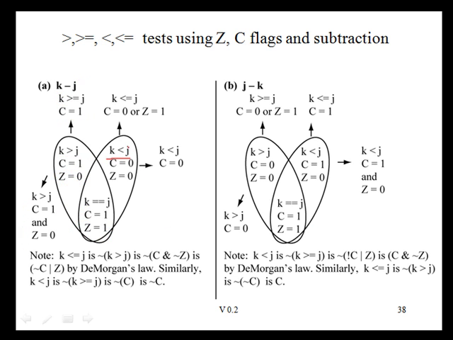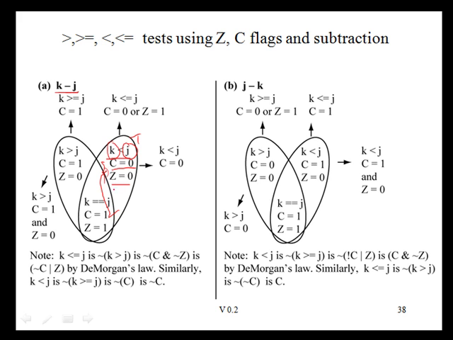Let's consider this comparison, K less than J. When we do the subtraction K minus J, if this is true, then we'll be subtracting a larger number from a smaller number. If that occurs, we'll get a borrow, and the borrow will clear the carry flag. These are not equal, so we'll also get a Z flag of 0. Now at this point, we need to ask ourselves, do we need to consider anything other than the carry flag? Let's look at the condition of K equal to J. When these are equal, there will be no borrow, and carry will be a 1.